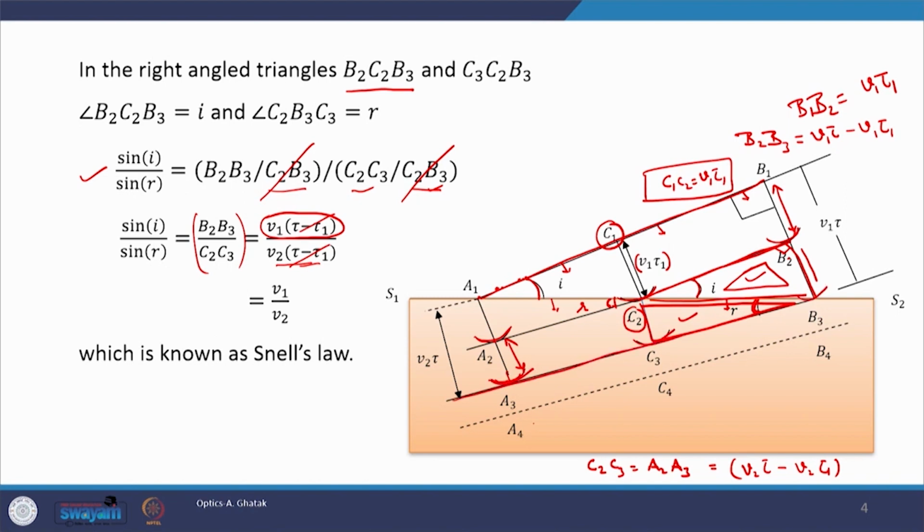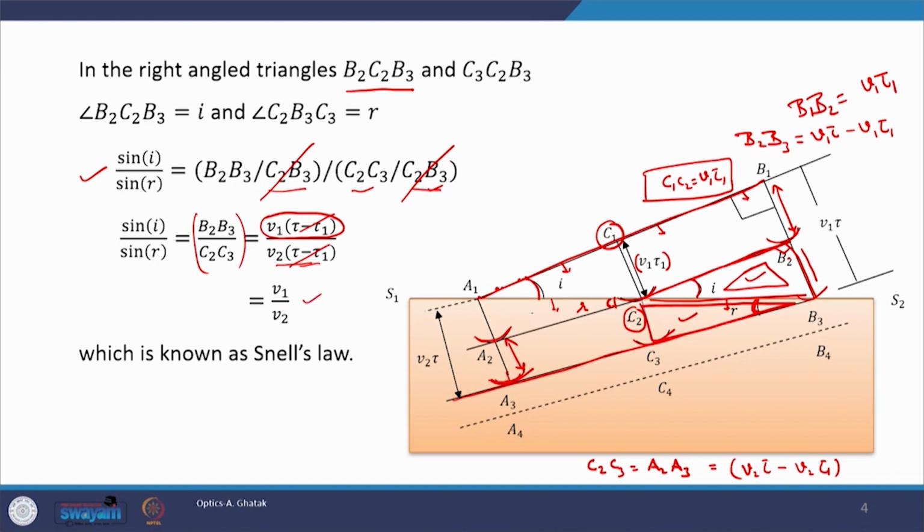Similarly, this dash line, A4C4B4, again represents the newer position of the wavefront, and this is how the wavefront propagates, following from Huygens principle. The wavefront started from A1C1B1, then it reached A2C2B2, then A3C3B3, and then A4C4B4, and so on. Now, having known the expression sin i by sin r equal to v1 by v2, we know that it verifies Snell's law.